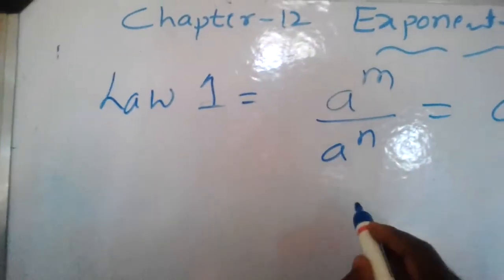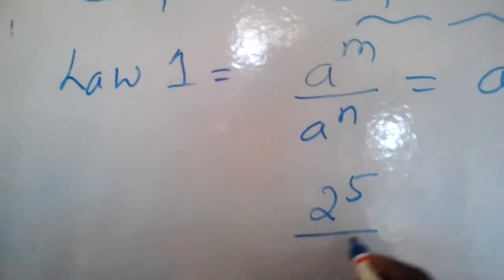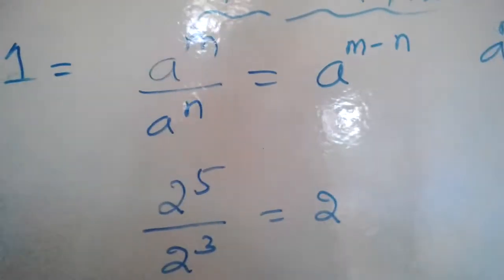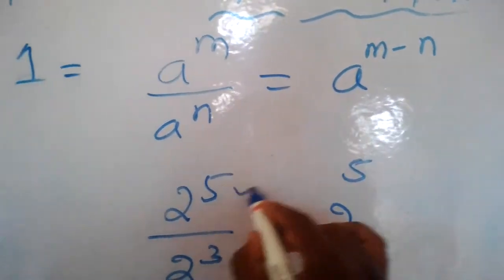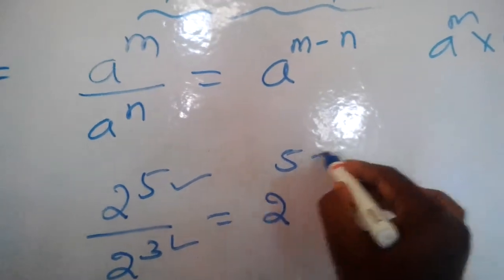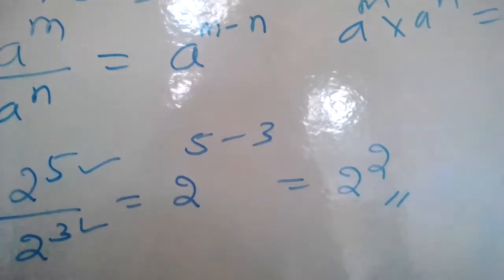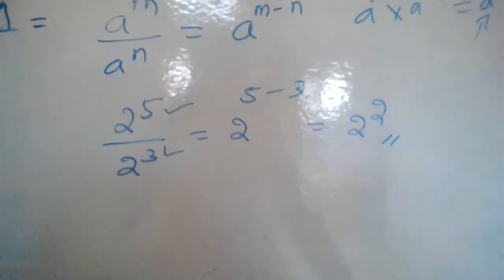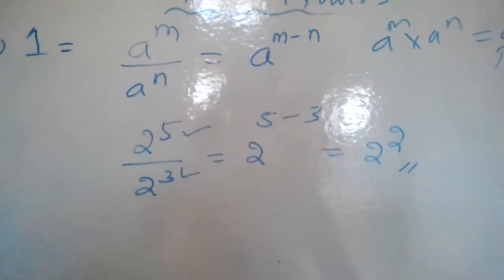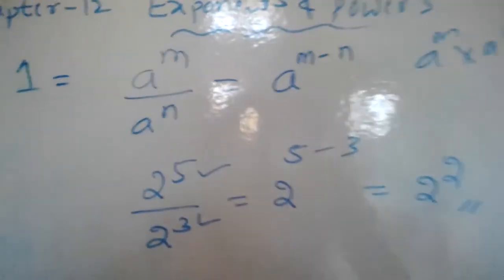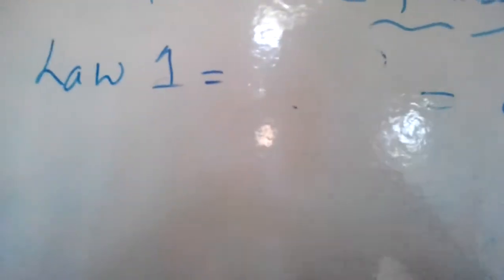I will explain it with one example here. 2 raised to 5 divided by 2 cube, keep 2 as it is, take their powers 5 and 3, 5 minus 3, that is 2 square. Like this we simplify using the exponent laws. Got it? This is the second law. Okay, understood? Next I will move to the third one.